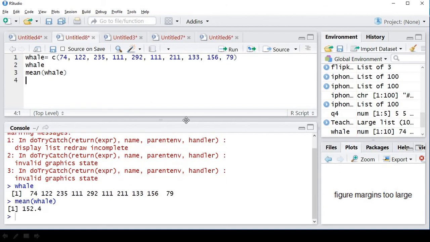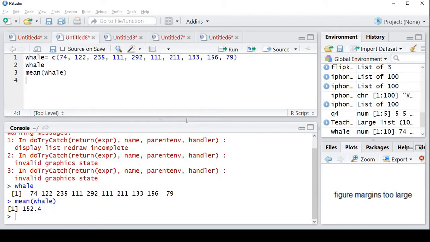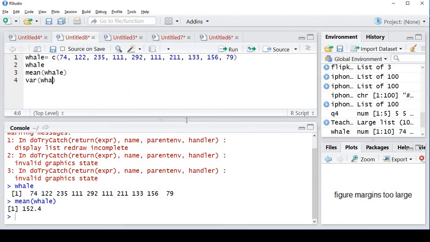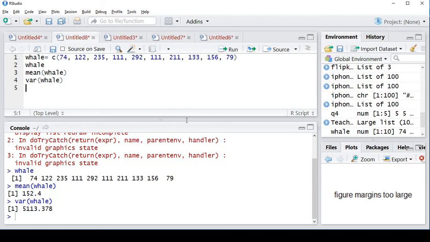Run it. I get my mean, that is 152.4. Next is variance. Let us calculate the variance. The command is var in brackets val, brackets close, run. Okay, I get my variance, that is 5113.378.